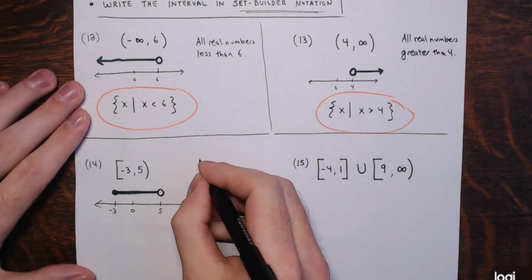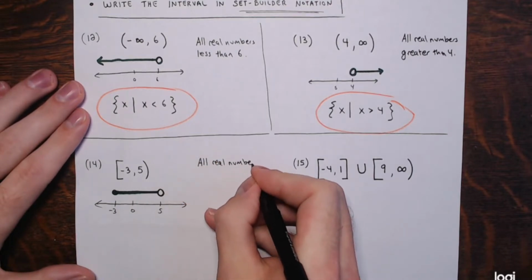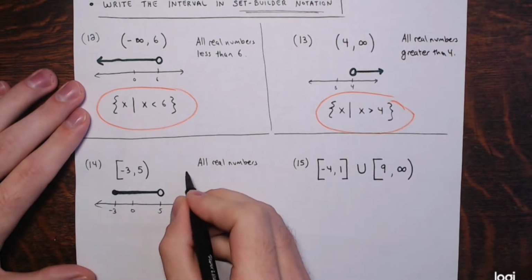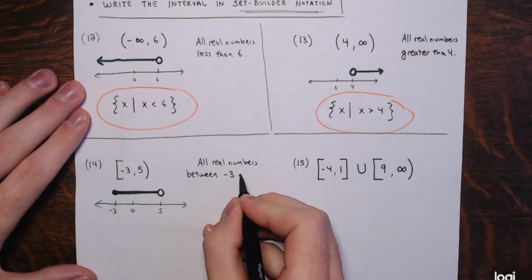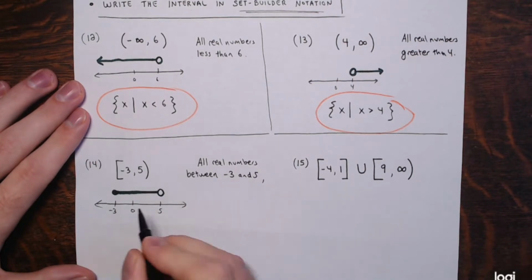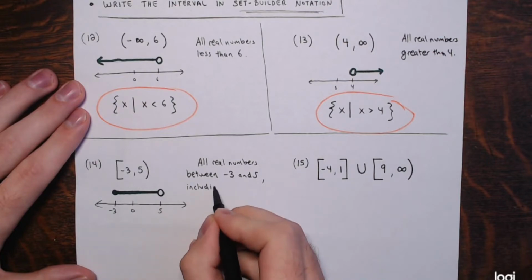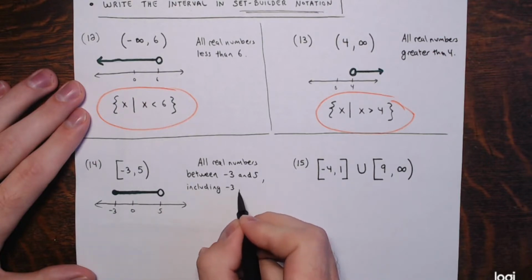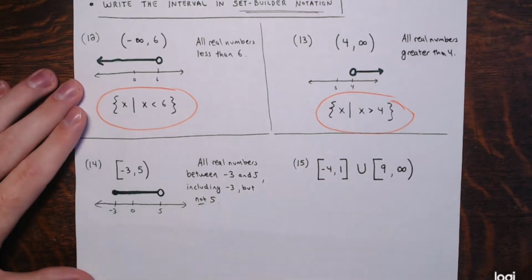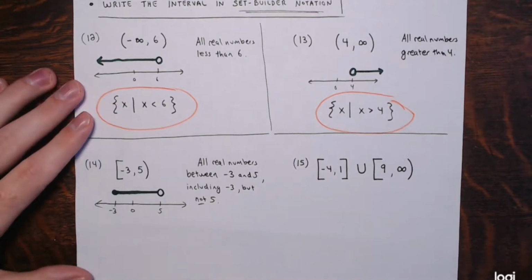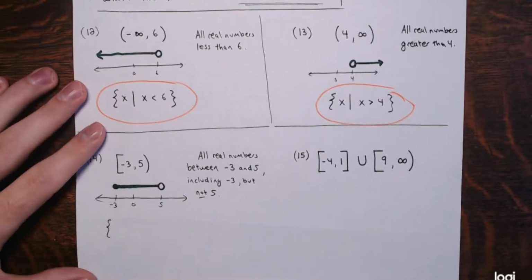So this is all real numbers between -3 and 5, including -3, but not including 5. Including -3, but not 5. Okay, so there's a description in words, and then the set builder notation.